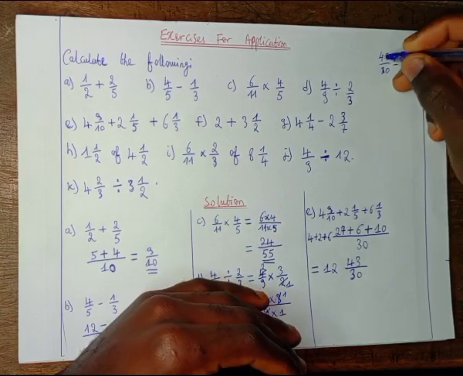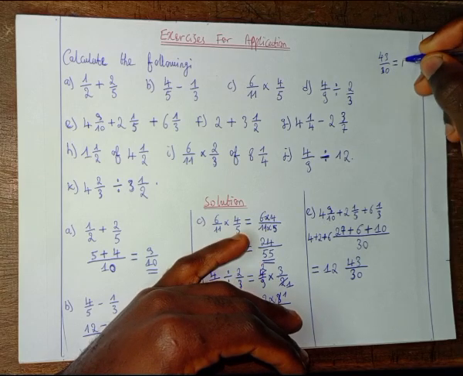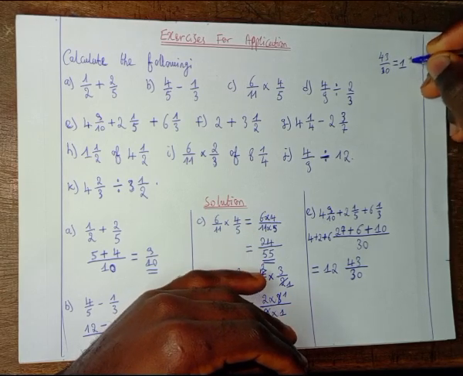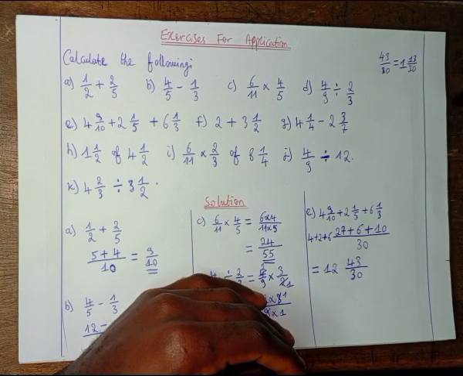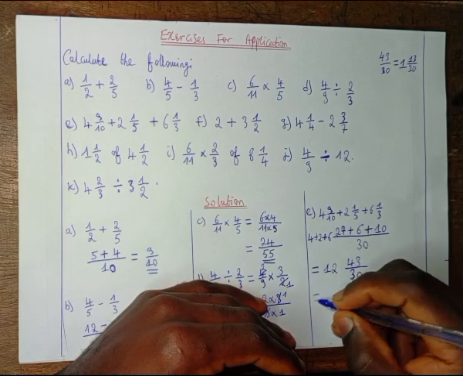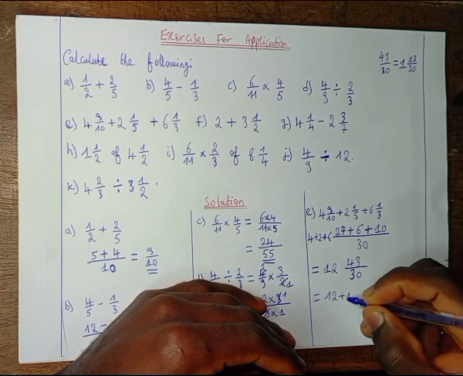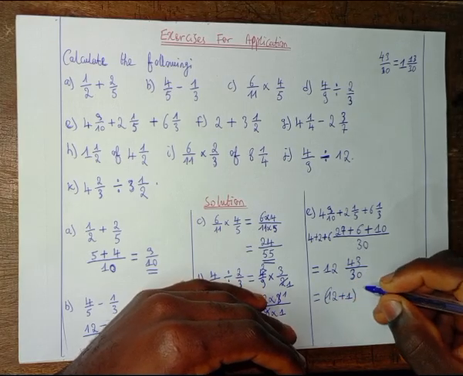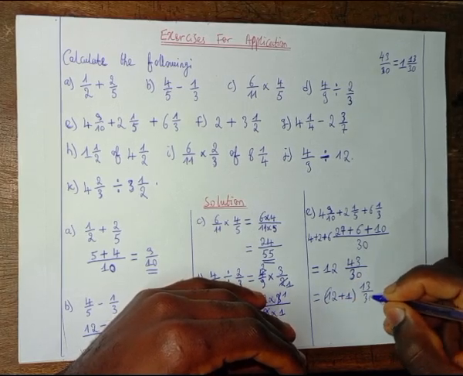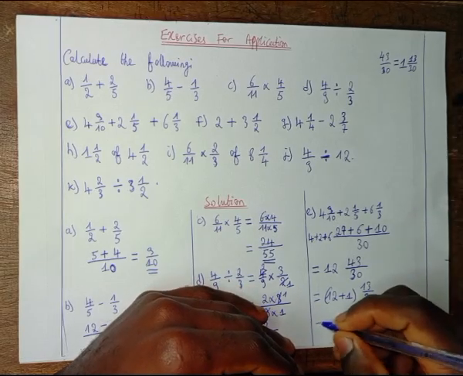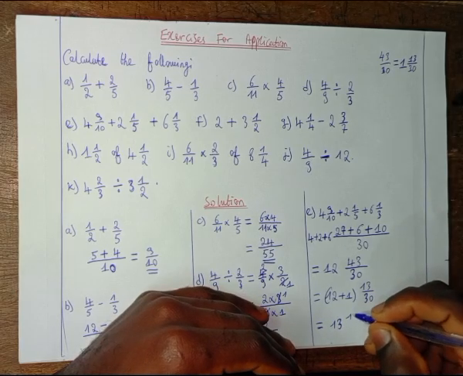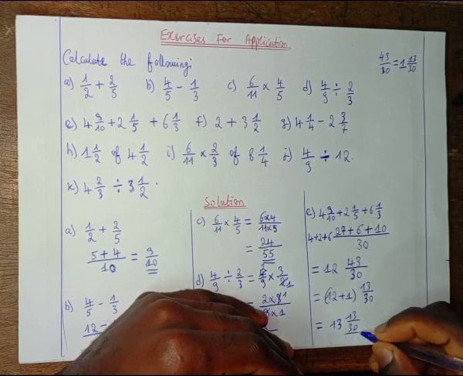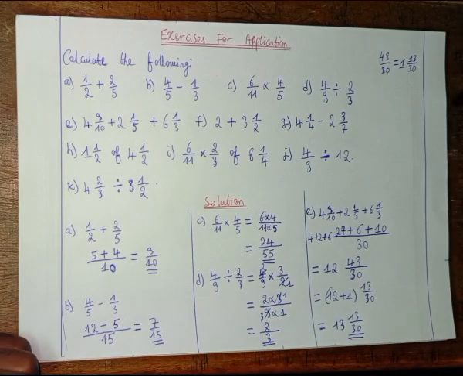If we divide 43 by 30, the whole number part will be 1, while the remainder will be 13 over 30. So this one, which is the whole number part, we are going to add the 1 to this 12. So this will give us 12 plus 1, the whole number part, 13 over 30 for the proper fractional part. And this will simply be equal to 13 and 13 over 30. This will be the answer. Next, now we go to question F.